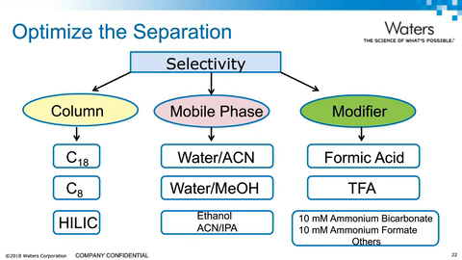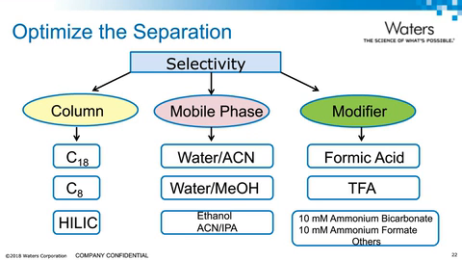We can also change the pH of a solution, go to higher pH using 10 millimolar ammonium bicarbonate or ammonium formate in the middle range of the pH scale, and others. So certainly selectivity is impacted by these three things: the column, the mobile phase, and the modifier.